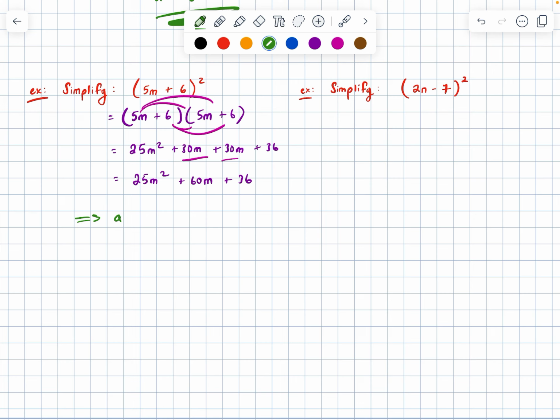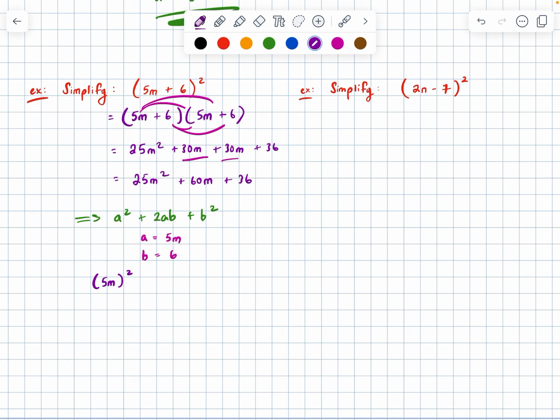But we can also do this using our special pattern. Well, I know that this is going to be a perfect square trinomial, so it needs to fit into this pattern of a squared plus 2ab plus b squared. Well, in the thing above, notice that the thing in the a slot at the front was 5m. The thing in the b slot was 6.